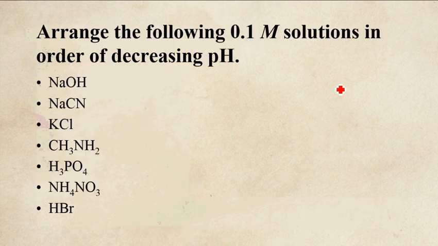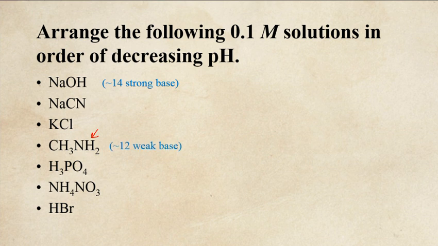So arrange the following 0.1 molar solutions in order of decreasing pH. That would mean start with the most basic substance, which should be sodium hydroxide. And there that is. And then next most basic would be a weak base, which on this list, you may still be getting used to the idea of seeing NH2 and knowing that this is very similar to ammonia, and this is a weak base called methylamine.